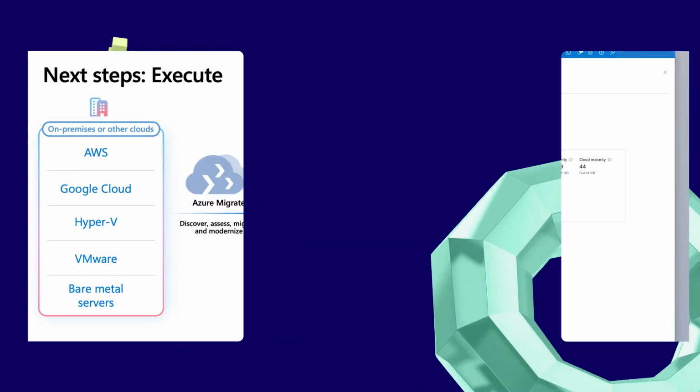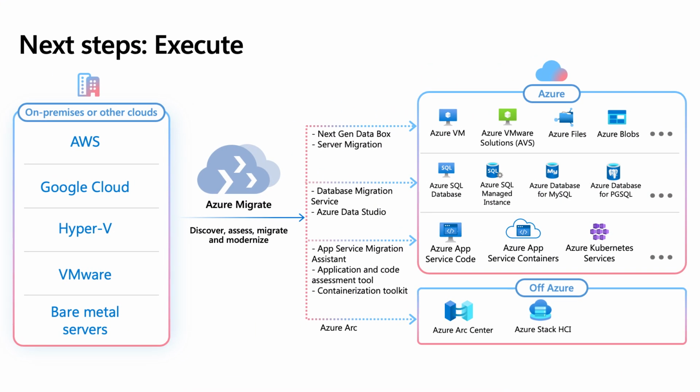After the planning phase comes the Execute phase. Once discovery and assessment are completed and you have built a high-confidence migration plan, you can leverage Azure Data Studio, Azure Database Migration Service, DMS, and SQL Server Migration Assistant to modernize the data tier of your applications. Azure Migrate Containerization Toolkit, App Service Migration Assistant, and Azure Migrate Application and Code Assessment Tool can modernize the web tier of your applications, and Azure Migrate Server Migration capability can lift and shift your servers to Azure virtual machines.